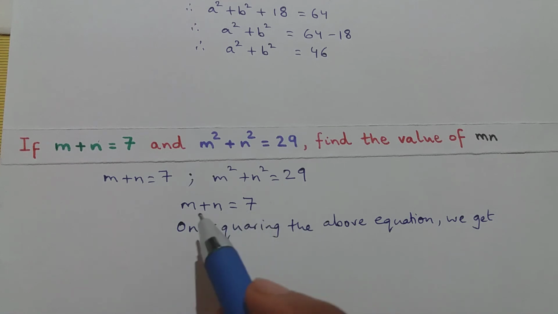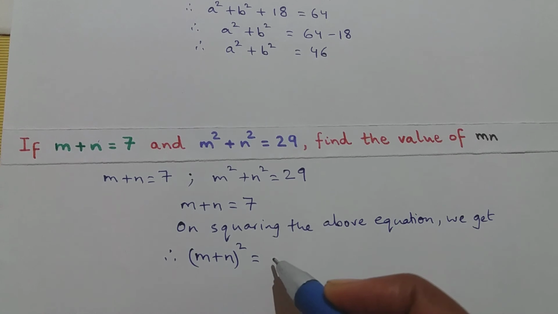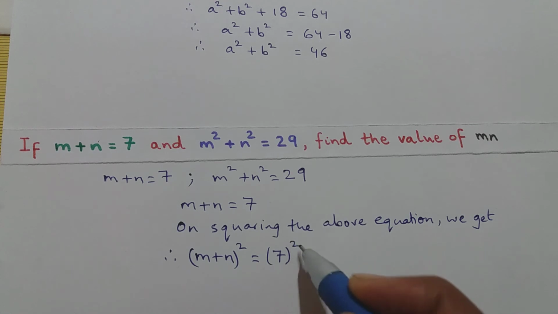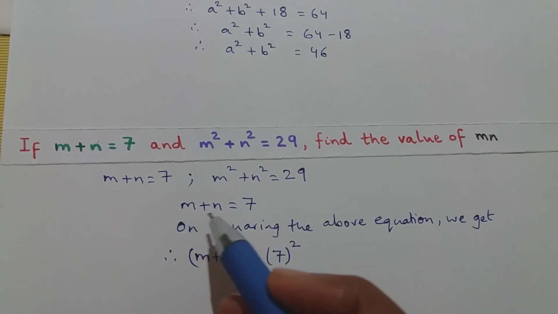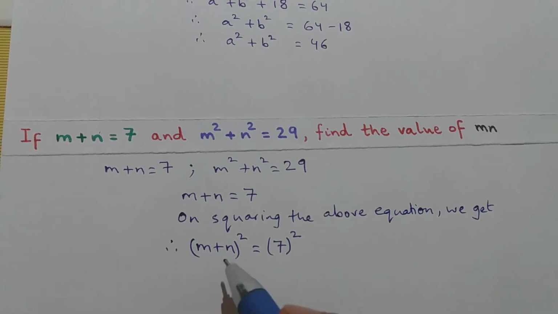on squaring the equation m plus n equals 7, the left hand side of the equation will become m plus n whole square, that is equal to, the right hand side will become 7 square. So m plus n whole square is equal to 7 square. And now let us solve this equation.